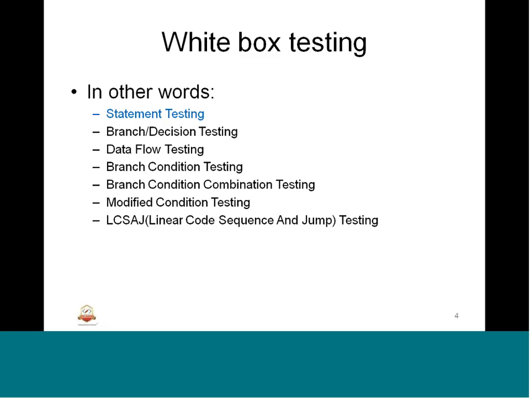Okay, statement testing. The idea with statement coverage is to create enough test cases so that every statement in the source code has been executed at least once. And in branch decision testing, the idea with decision coverage is to execute every single decision in the code at least twice. It means we know that a decision can lead to a dual path, true or false. So both possible outcomes of the decision should be executed in order to reach full decision coverage. That means the decision coverage has been taken care of by branch or decision testing.